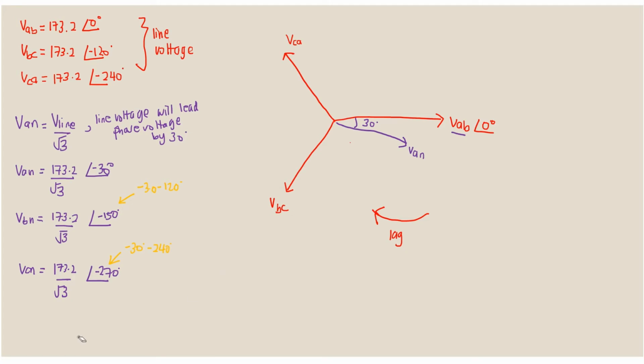Okay, for VBN and VCN. Again, rule number 3: VBA has to lead the VBN. That's why VBN appears after VBA, and they are negative 30. Again, VCA appears before VCN.